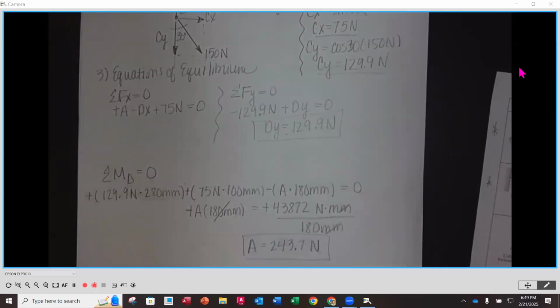Double check that. I end up with a positive value for my A, so that means I assumed the correct direction, and it is 243.7 newtons.